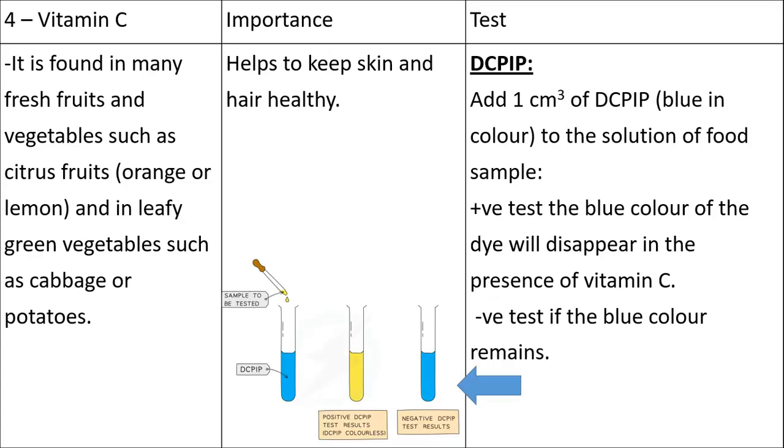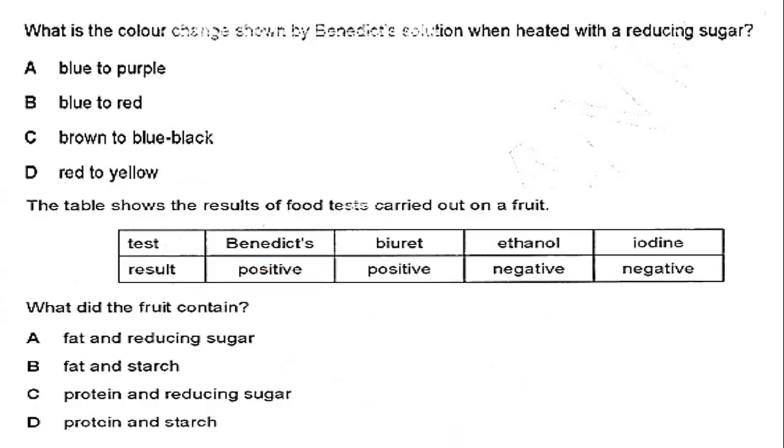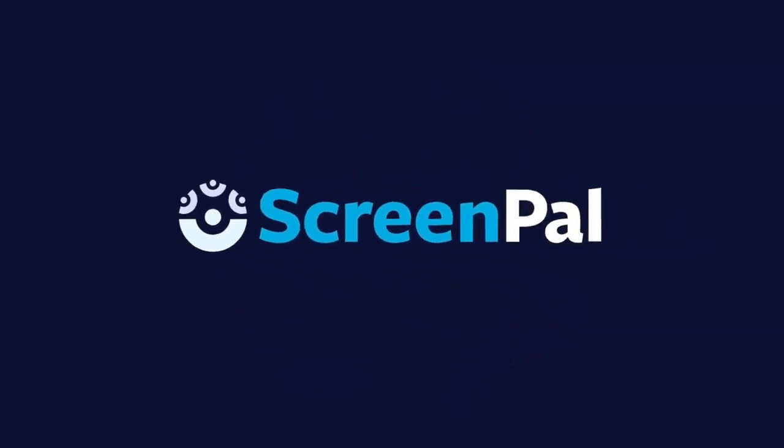But what if it's a negative test? The color remains the same. So DCPIP is a test for vitamin C. If it stays blue, this means that this sample does not contain vitamin C. But if the color changes or disappears, this means that this sample contains vitamin C. So let's look at some questions.